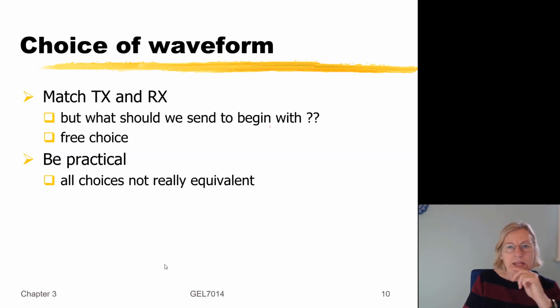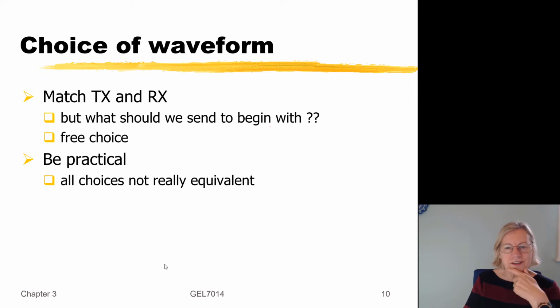Now let's get to this question of the choice of the waveform. We know that we should match the transmit and the receiver. That's part of it. But what do we send to begin with? What is the transmit waveform that we should be matching with the receiver? We said it's free, but we have to be practical.